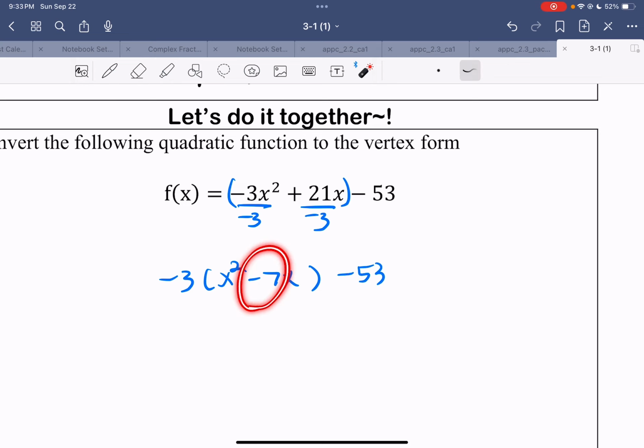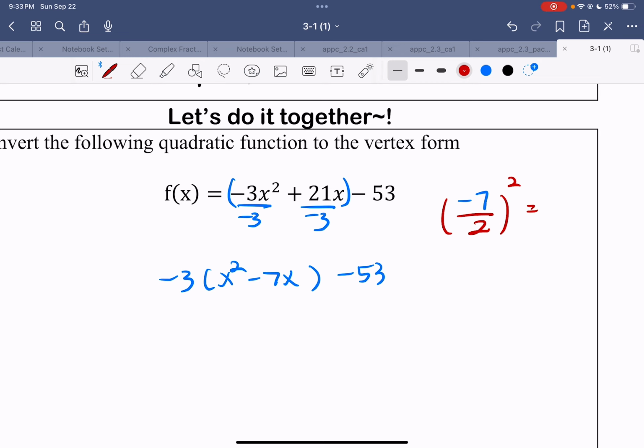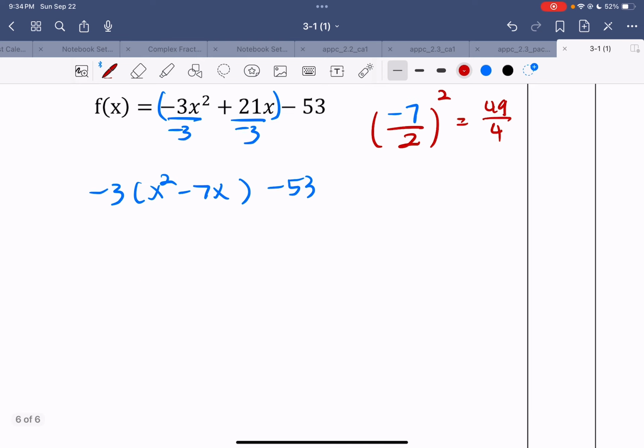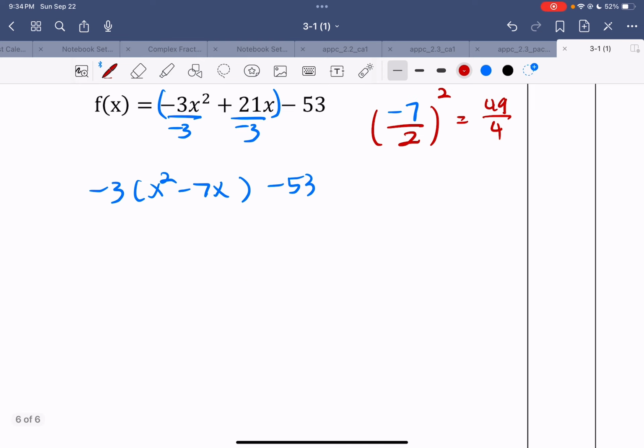Now, do you see -7? What you have to do is you always divide by 2 and then square. Only problem is that's gonna be a fraction, right? So in this case, this is what you should do. -7 times -7 is positive 49, and 2 times 2 is 4. So this is the number that you actually have to add and subtract.